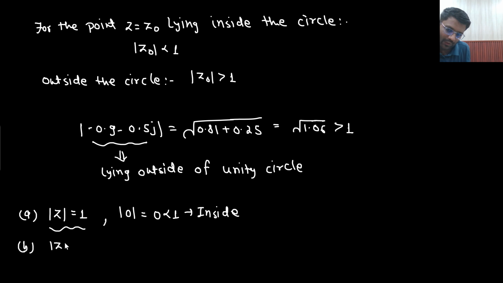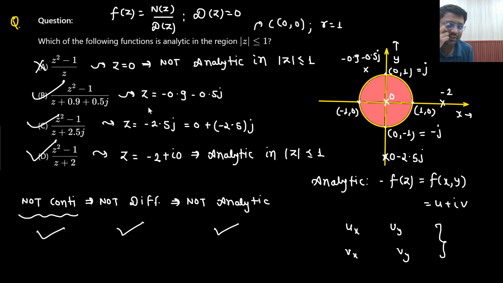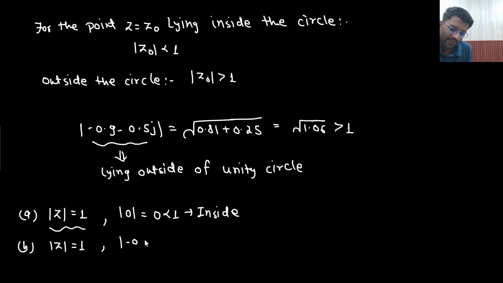Option B, mod of z. What is the equation of circle? Mod of z equals 1 only. In place of z, what I am supposed to put? Minus 0.9 minus 0.5j. What is the magnitude I am getting? The magnitude that I am getting is this, which is greater than 1. What does that mean? Outside.